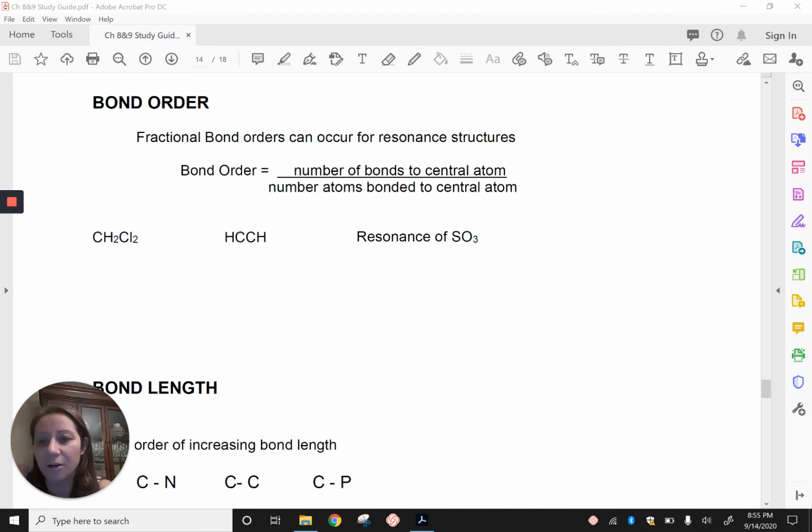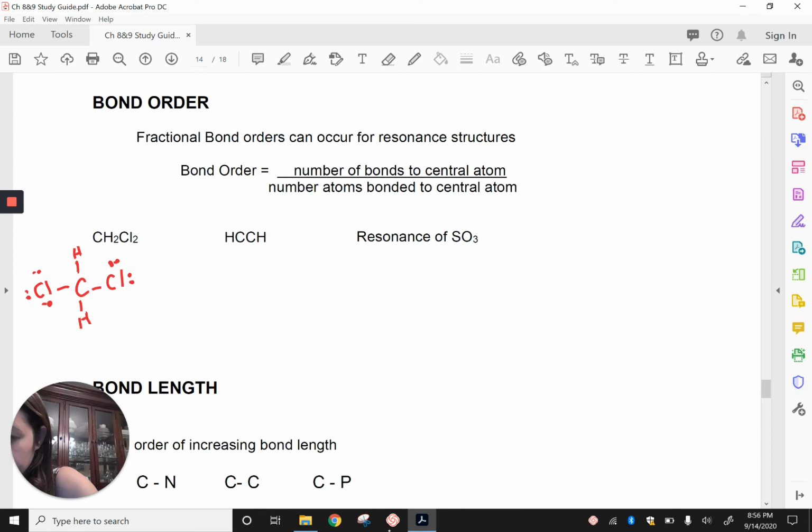So to calculate bond order, which we're going to call BO for short, you take the number of the bonds to the central atom over the number of atoms bonded to that central atom. So to do that, we're going to start by drawing our Lewis dot structures. So CH2Cl2 looks like this. And we'll do our lone pairs. There we go.